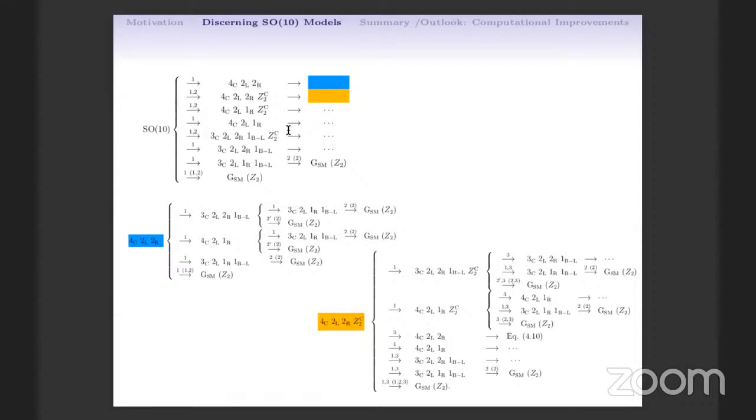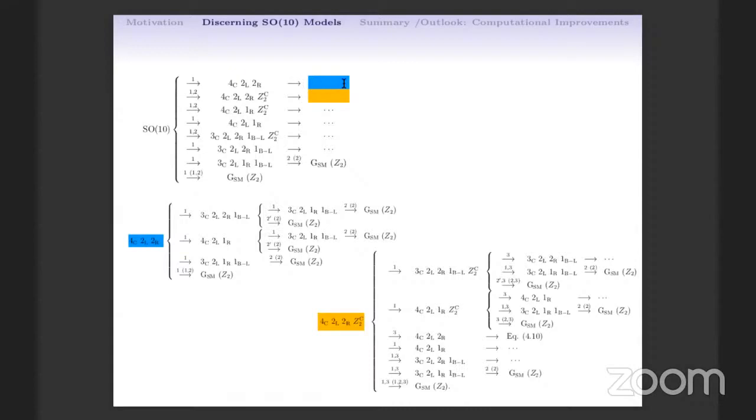So you see maybe why, because it offers much more model building, and these models have been explored in the past. For example, we can take an example. If you want to break directly to the Pati-Salam, so SU(4) color times SU(2) left times SU(2) right, in the first breaking step, you will have some monopoles.